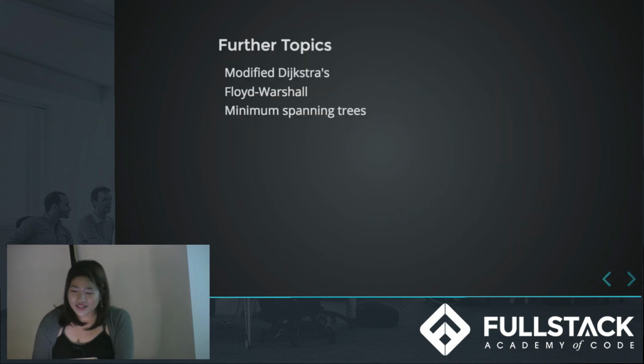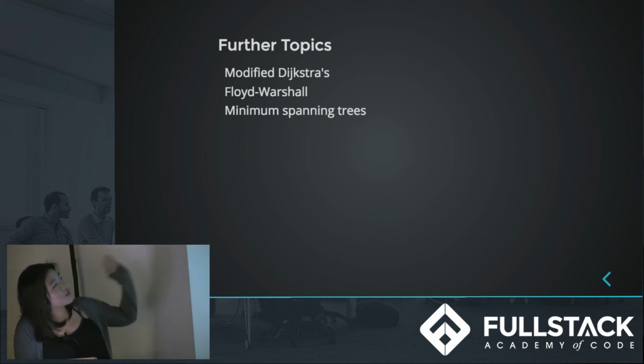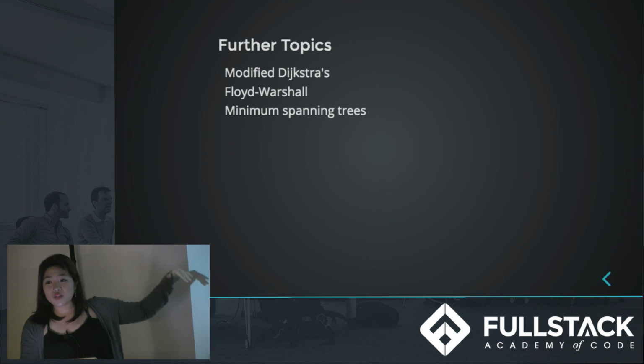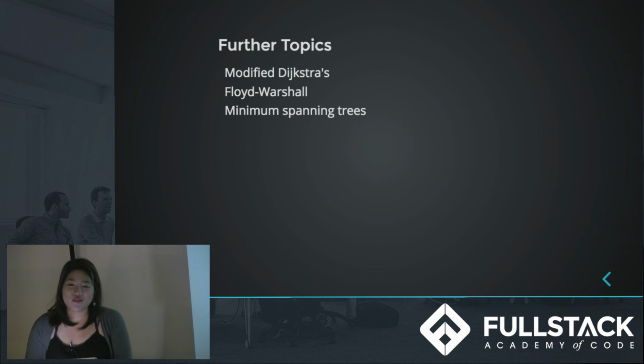And if y'all would like to look at more topics about graphs and graphing algorithms, there's modified Dijkstra's algorithms, which will solve the other 2 categories of shortest paths that I just mentioned. And then Floyd-Warshall will solve the very last one, that's all pairs shortest path. And then minimum spanning trees are also really interesting. It's part of graph theory, but if y'all are interested in this topic, these are further things you can look into. Thank you.